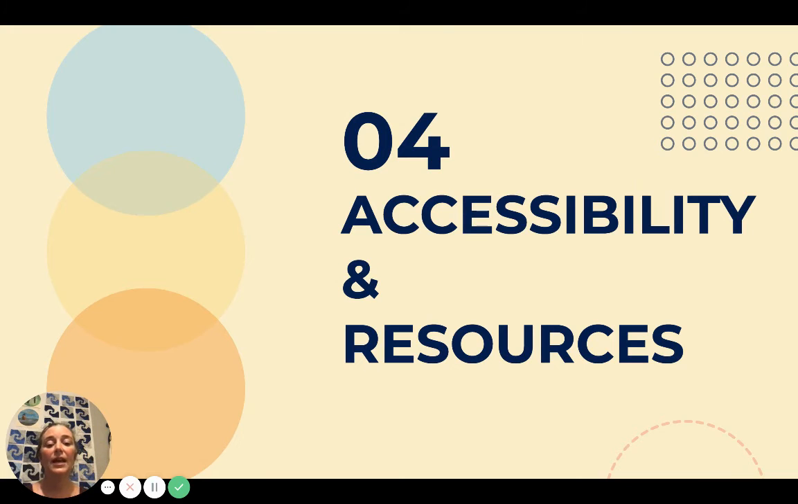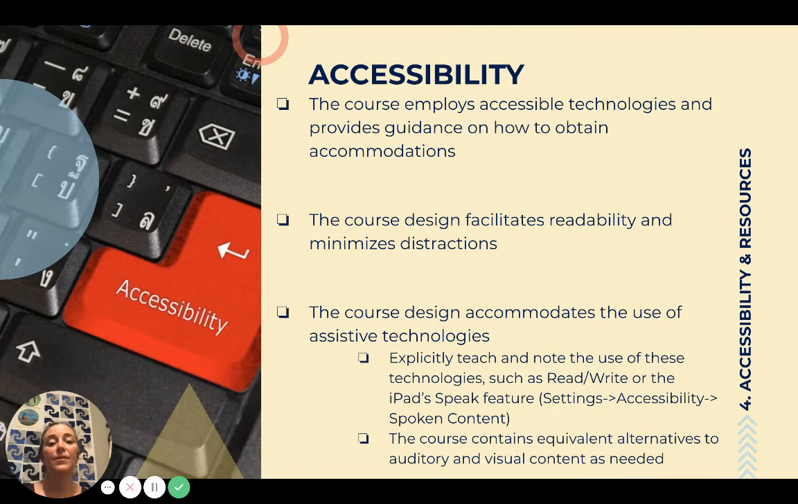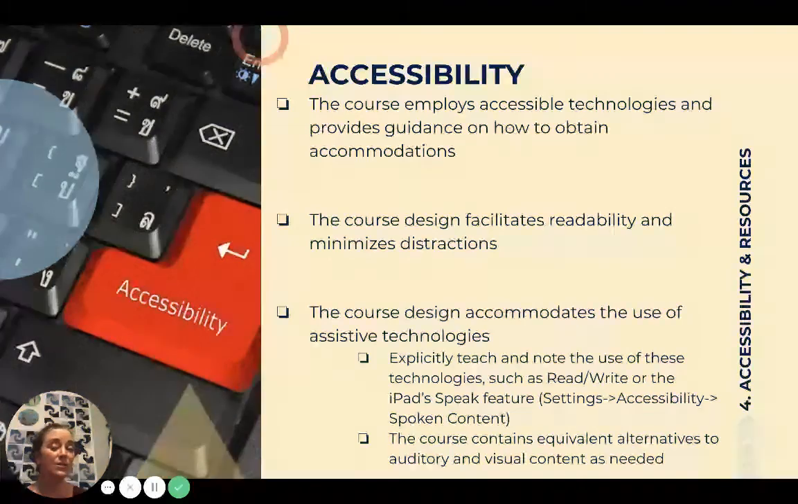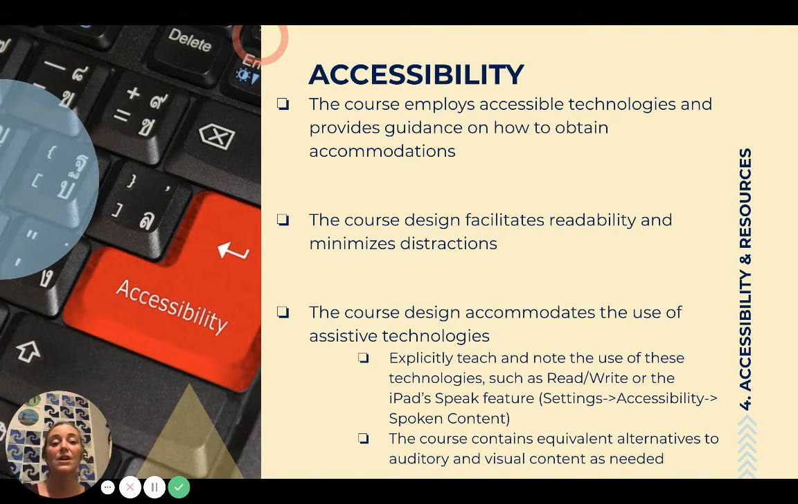Number 4, accessibility and resources. Making sure that the course employs accessible technologies and provides guidance on how to obtain accommodations is going to be key for your special education students as well as your English language learners or any other students that need accessibility tools. Making sure that your course design facilitates readability and minimizes distractions. For online teaching, we don't want any bells and whistles. We want it to be very, very clear and concise and efficient.